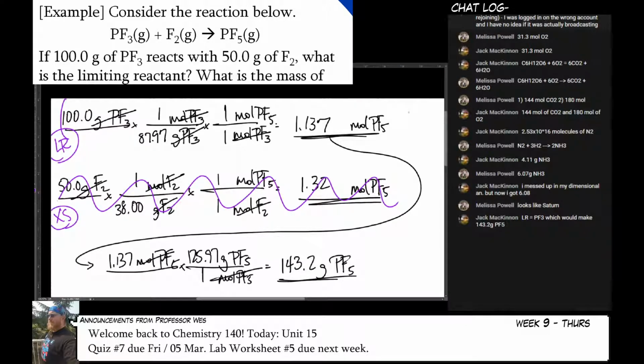Now, could you have turned both of these to grams and selected the smallest number? Yeah, and it would have been this one. And that would have been this number right here. So again, use whichever method you find easier to do.